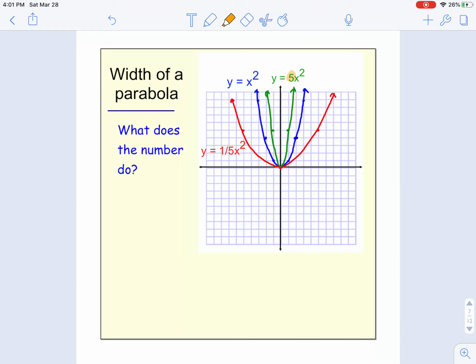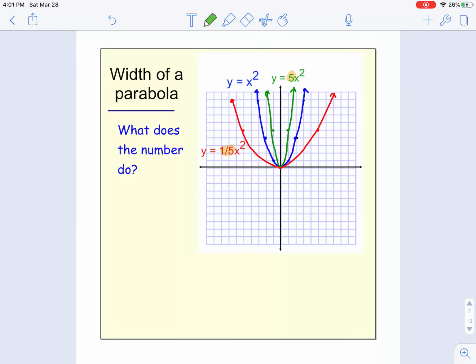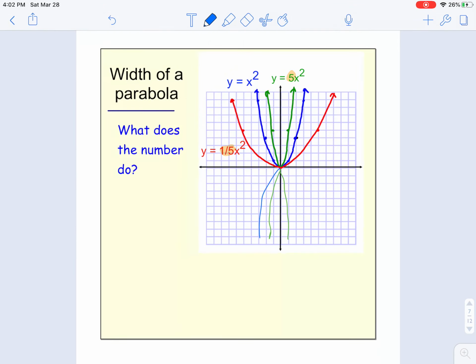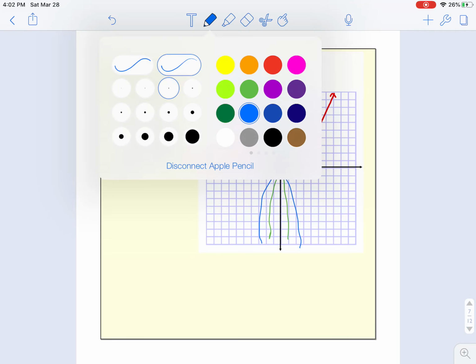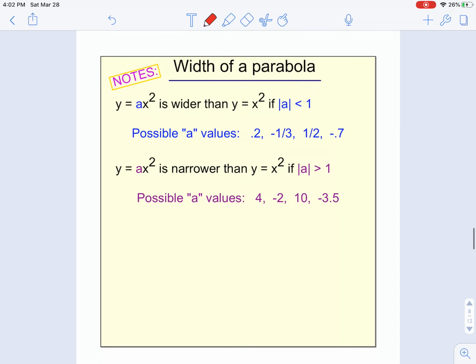Well, here's a good example. Parent function's the one in blue. A positive bigger number in front narrows it down. A positive fraction or a number smaller than 1 is going to put it that way. Now, it's the same thing going in the other direction. If this was a negative 5 instead of a 5, it would still be narrower. It would just face downward. If this was y equals negative x squared, it would just face down. If this was y equals negative 1/5 x squared, it's still going to be wider. It's just going to go outside.